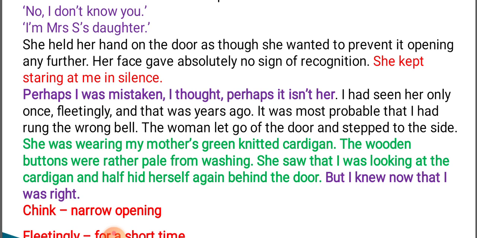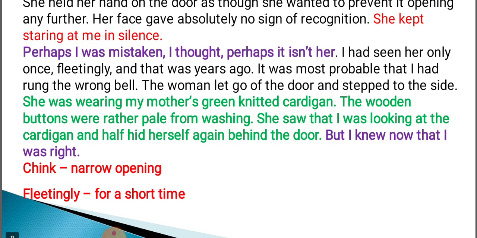Because the reason is that once she said that she could recognize her, immediately she would have to return those things, because she promised her mother, Mrs. S, that she would return her valuable possessions after the war, which means when the situation becomes normal. "Okay, perhaps I was mistaken. I thought perhaps it isn't her." Her behavior was so shocking, isn't it, that it made the narrator feel as if she were at the wrong address, isn't it?